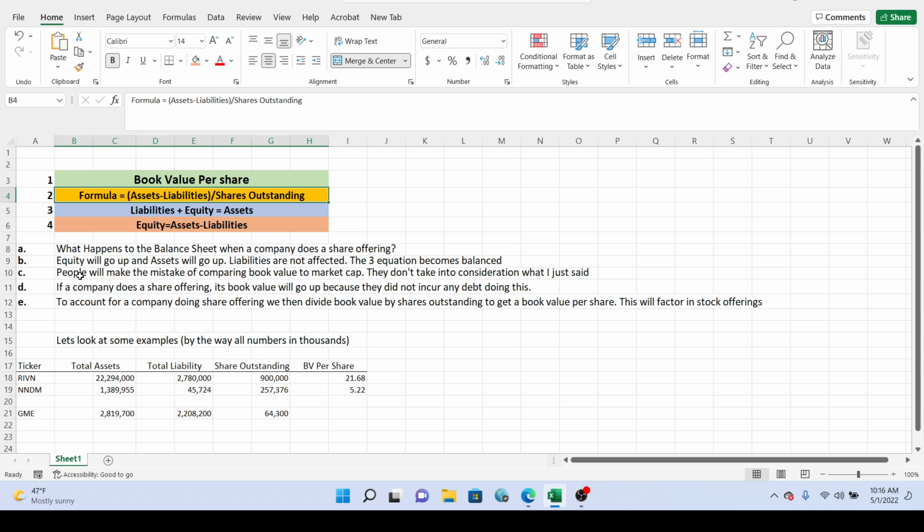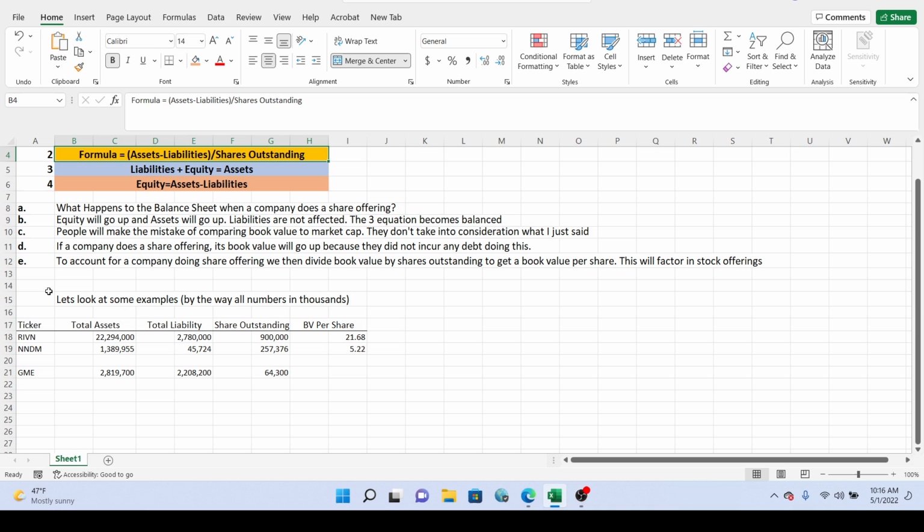So let's actually take a look at some examples. And by the way, all of these numbers are in thousands. So when we're looking at Rivian, their total assets was this amount. That was their total liabilities. That was their shares outstanding. So what I do is total assets minus total liabilities divided by shares outstanding. And what we get is book value per share of 21.68. Rivian is trading at about 30, I believe. So it's trading above book value.